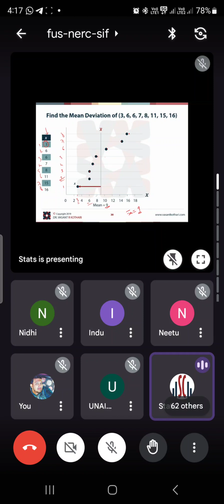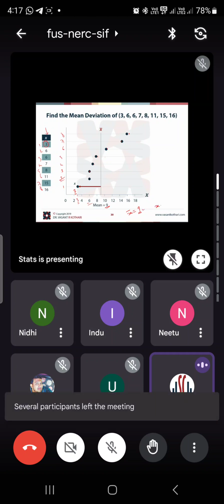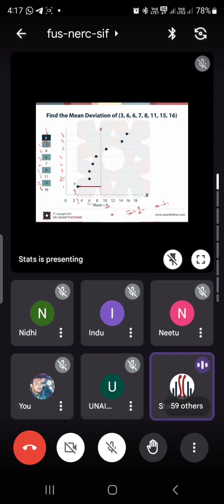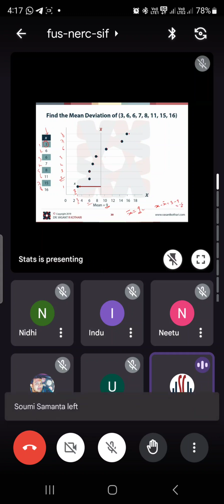Now, this is the x value and the value of this x is 3. Now we need to find out how far this 3 is from the mean. Now what is the mean? The mean is 9. And what is our formula for mean difference? That is x minus x bar. That is 3 minus 9, and that is minus 6.